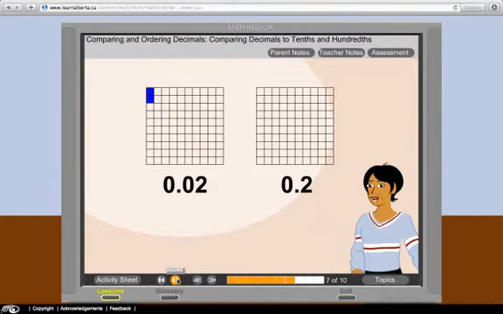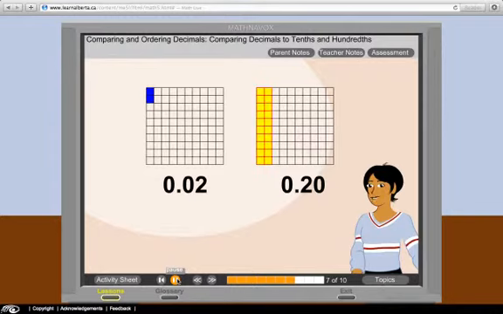0.2 is also expressed as 2 tenths. That means we can fill in 2 of the 10 strips on the grid to show this number. As you can see, 2 strips of 10 squares make a total of 20 squares. Another way of looking at the second number is to add a 0 in the hundredths spot as a placeholder. This way we are comparing hundredths with hundredths.